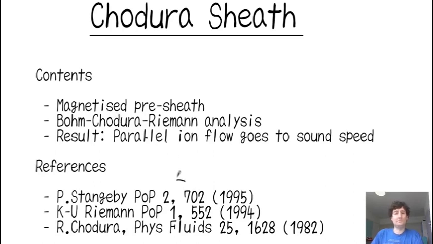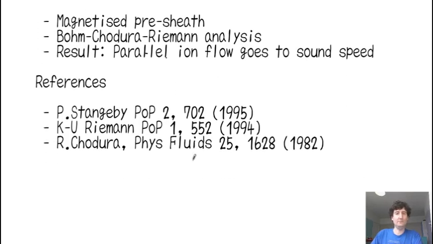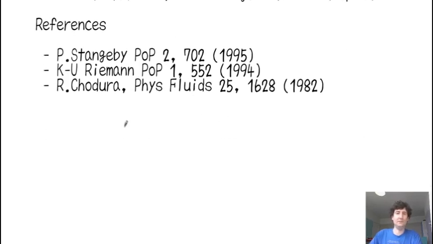And there are some useful papers. This Stankovic paper is kind of a review. This is quite nice. It reviews this Riemann paper and expands on the method it uses, and I'm basically following this method here. And then this original Chodura paper, which analysed the sheath in a different way, gets the same result.